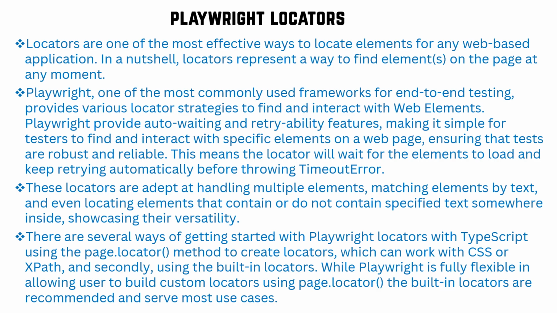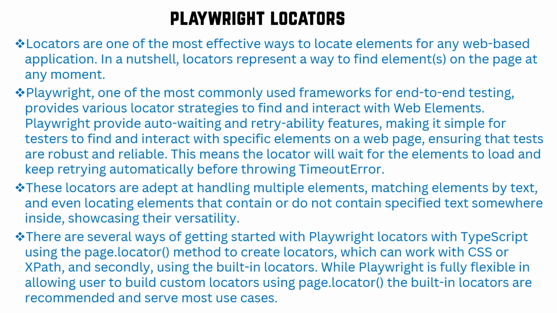What is auto-waiting? It means that based on the Playwright global setting, it will try to wait until the locator is coming, right, for maybe 30 seconds or 1 minute before throwing the error. What is retrying ability? Within the 30 seconds, it will try to retry the same locators multiple times. Then only it will throw the error. This means the locator will wait for the element to load and keep retrying automatically before throwing a timeout error.